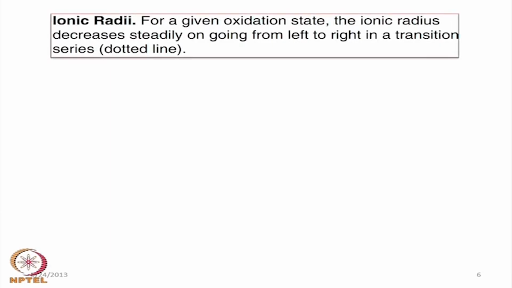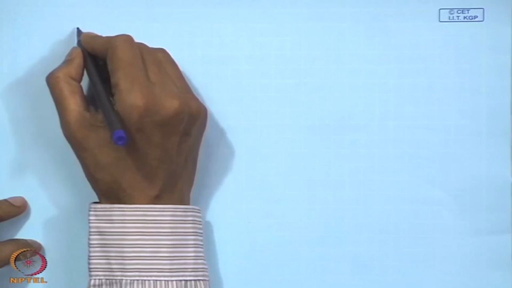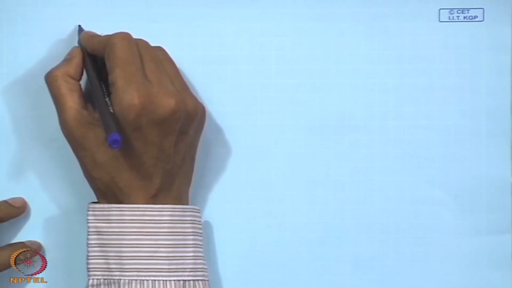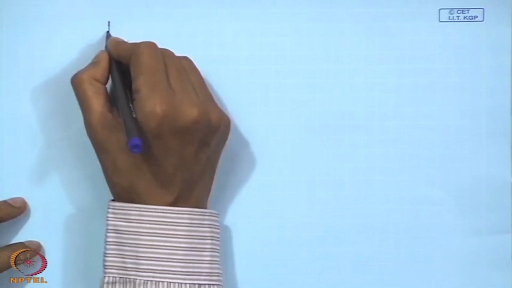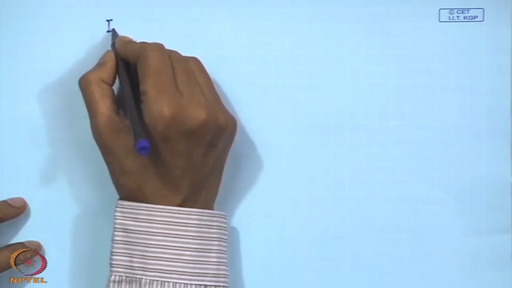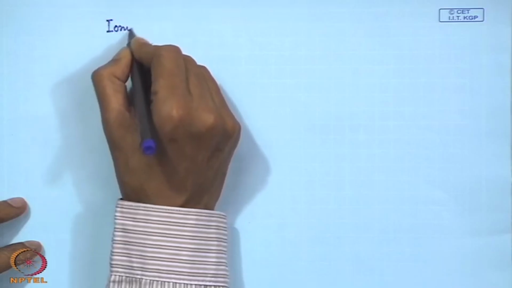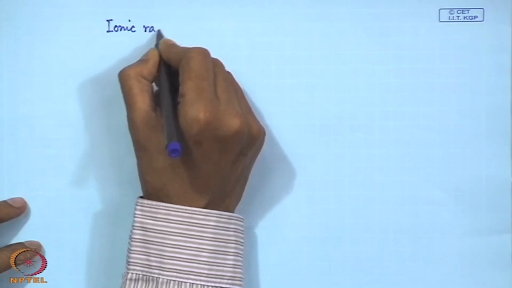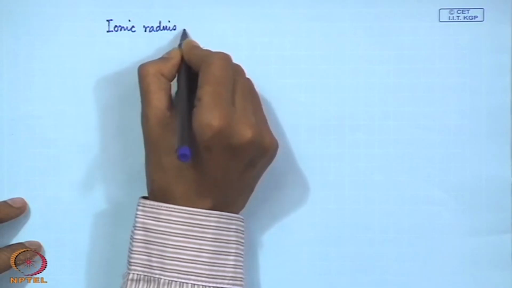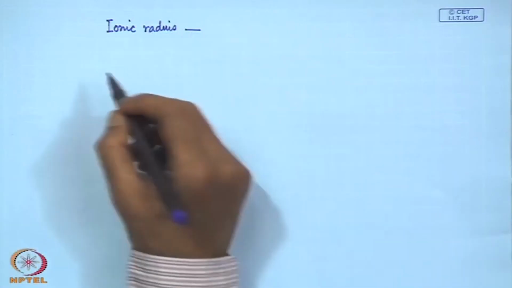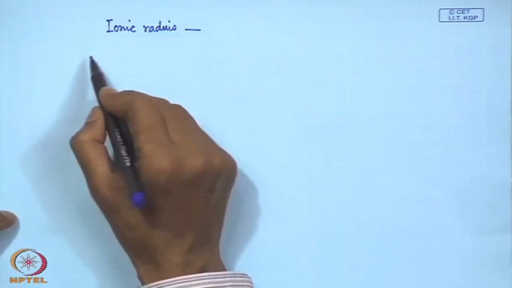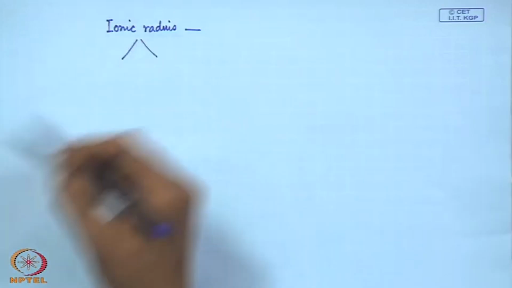Then we will see the third parameter. The first we have seen is the lattice energy, then hydration energy, and for all these cases one particular parameter which is involved is the ionic radius. So, how does this ionic radius contribute towards these two energy parameters?